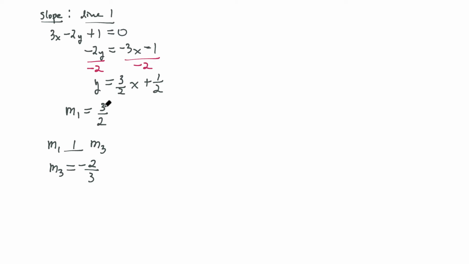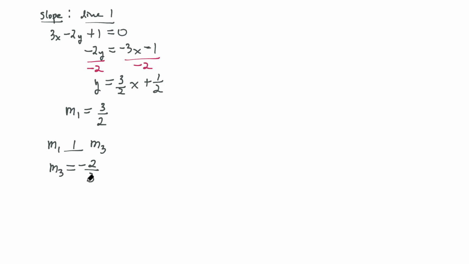If you're wondering how to get the negative reciprocal, well, first you take the reciprocal of the number. So in this case, the reciprocal of 3/2 would be 2/3. And then you simply multiply it by negative 1. So we have negative 2/3.